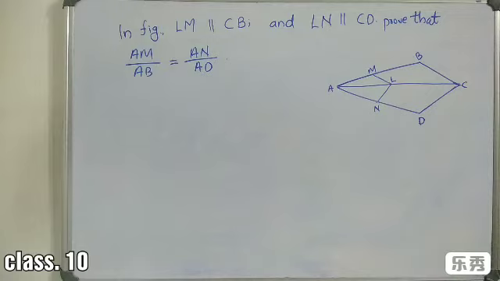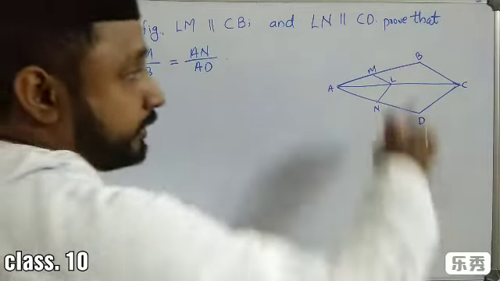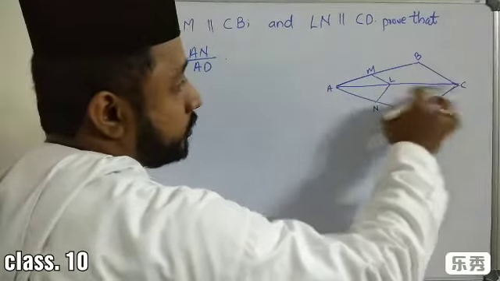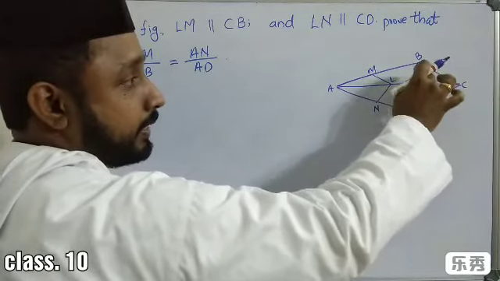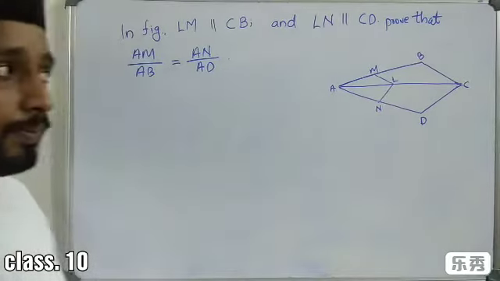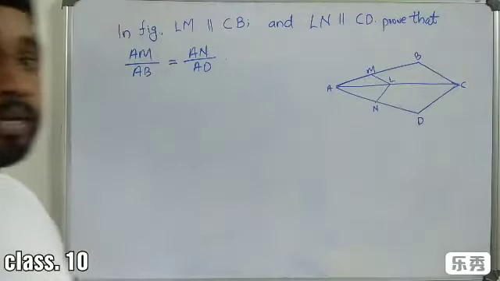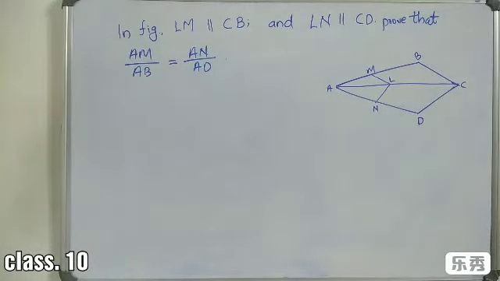So the question is LM parallel to CB. These two are parallel, and these two are parallel. So we have two triangles, one in the upper part and one in the lower part. Since these are parallel, we can easily understand that we have to apply the basic proportionality theorem. So we have to prove that AM by AB is equal to AN by AD.